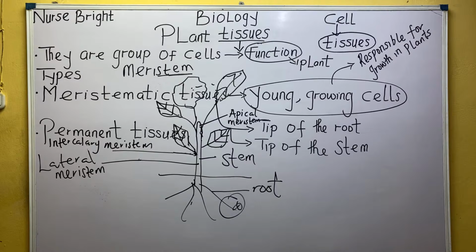Now, question one, everybody, based on what I've said so far. This is a JAMB question. JAMB asked this question. All right, so let us answer it together. It says, the region of cell division in a root is called, let me write the question.